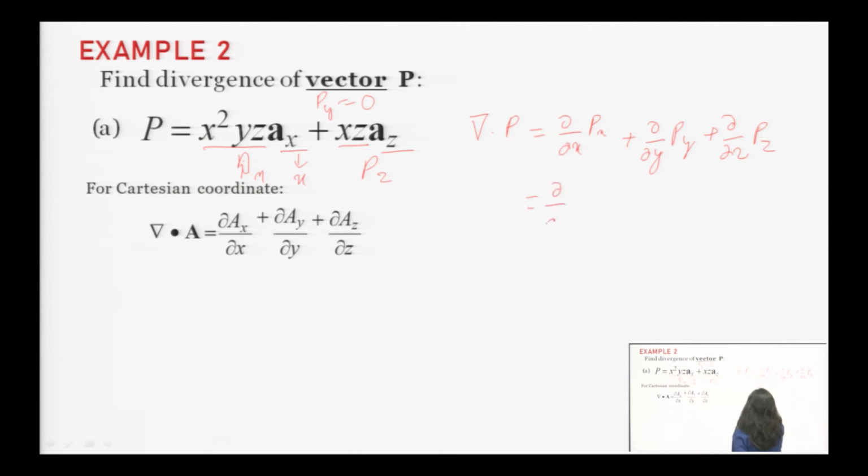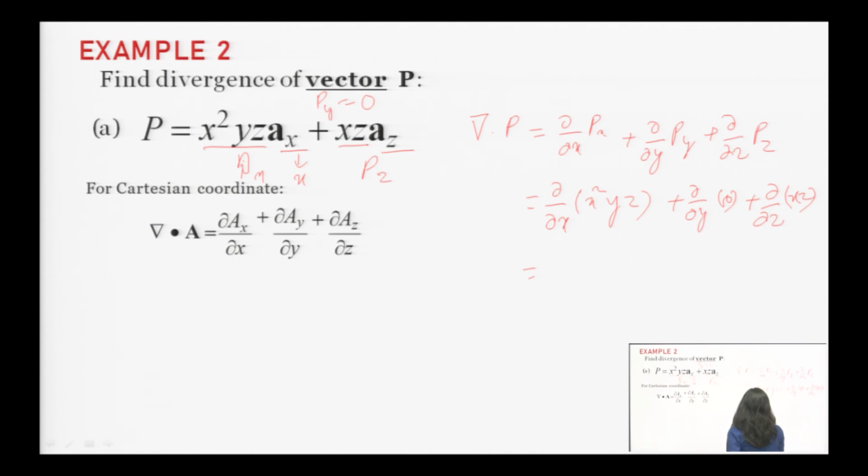The derivative with respect to x of px is how much? x square y z, plus the derivative with respect to y of py, which is not given, that is 0, then plus the derivative with respect to z of pz is given. So the derivative with respect to z of pz is how much? x z.